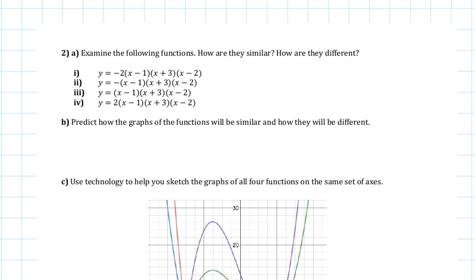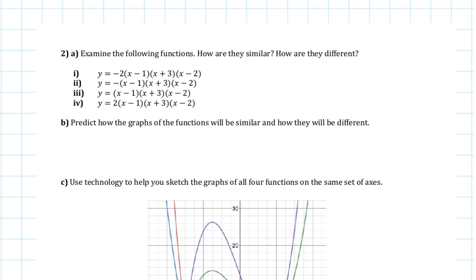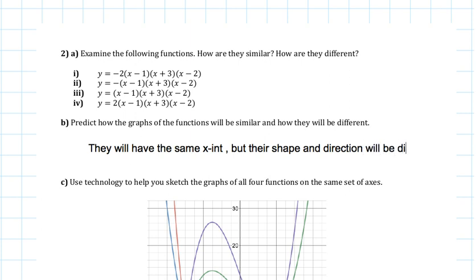So what I can say here, let me type that. I can say that they will have, as we've seen before, the same x-intercepts, but their shape and direction will be different due to the sign and value of the leading coefficient.